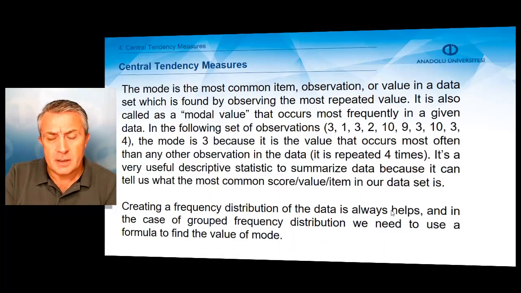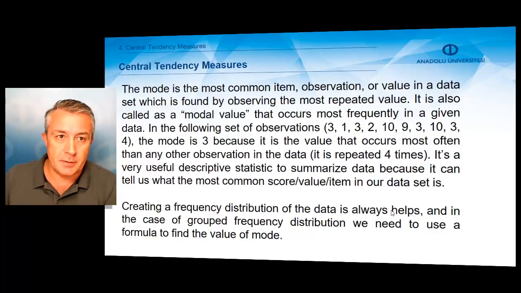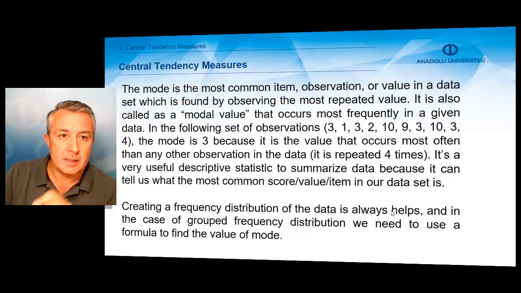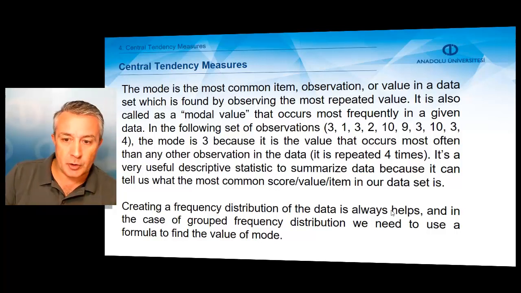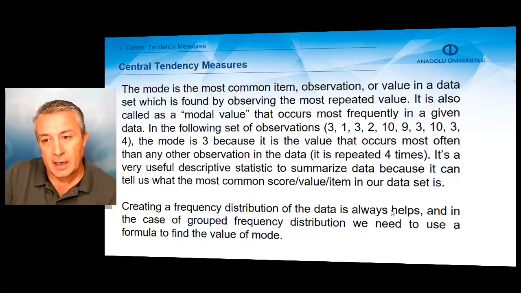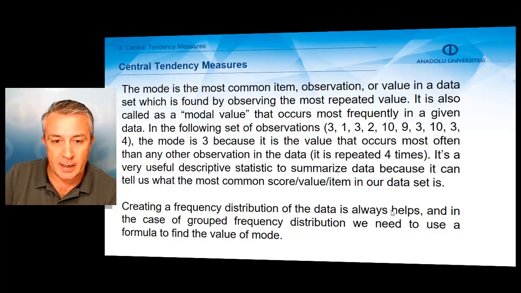Let's start with the mode. It's very easy to find the mode. The mode is the most frequent value in your dataset. If you create a frequency distribution, you just look at the frequencies and identify the highest frequency. If the highest frequency is 7, you look at the corresponding x value, and if the x value is 5, then you will say the mode is 5.